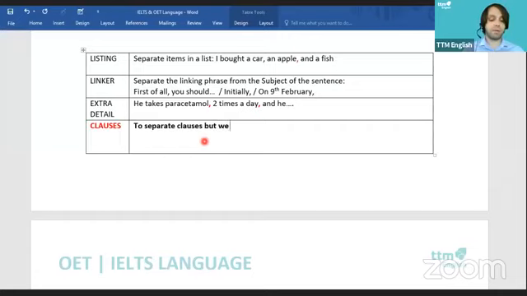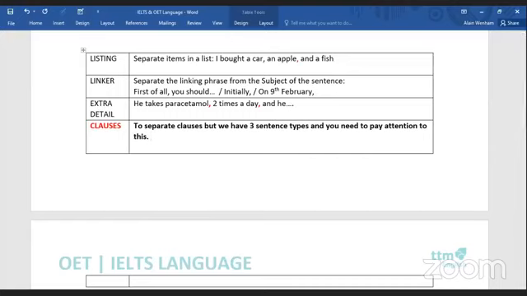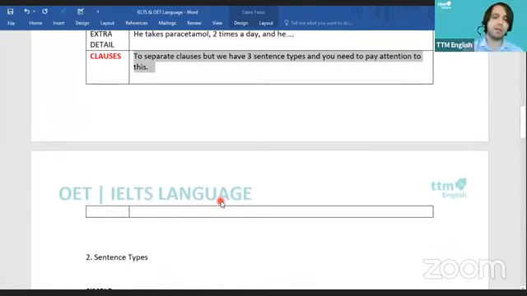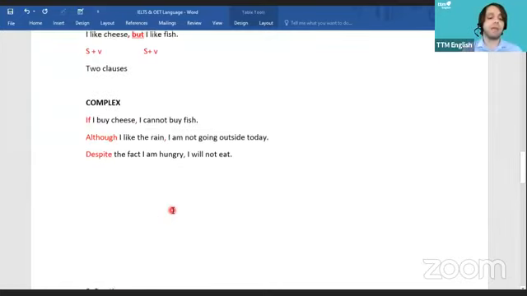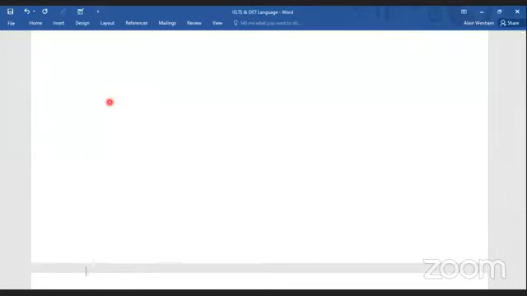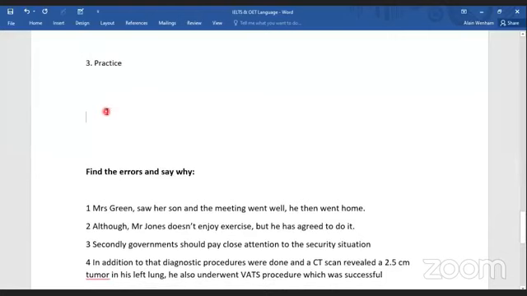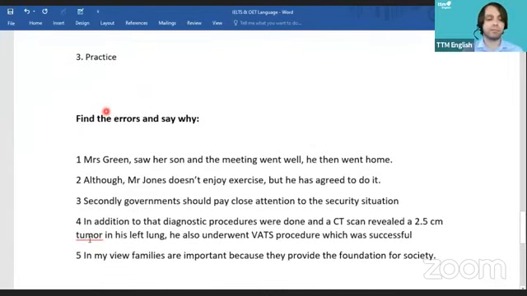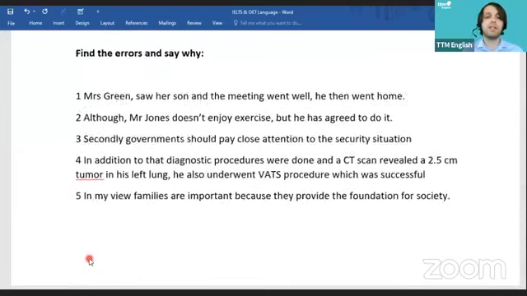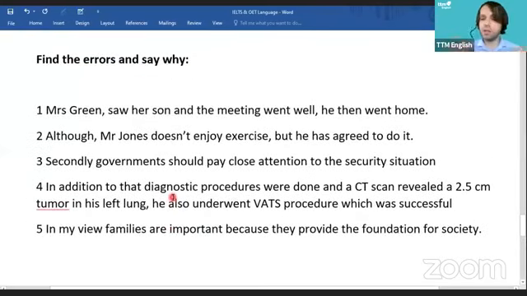But we have three sentence types, okay? And you need to pay attention to this. Should we do some practice, guys? Yes. Please. Okay, so I'm going to show you five sentences. You can analyze them and tell me if you think they're good sentences or not. The most important thing here is to tell me why. If you can't tell me why it's wrong, you might be able to tell me what you need to do, but I want you to tell me why, okay?